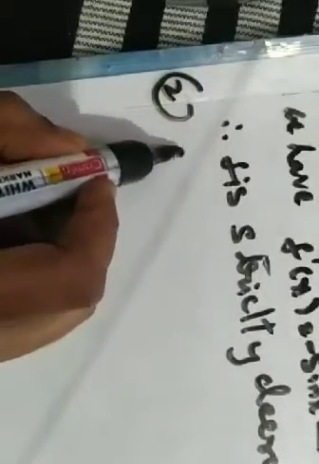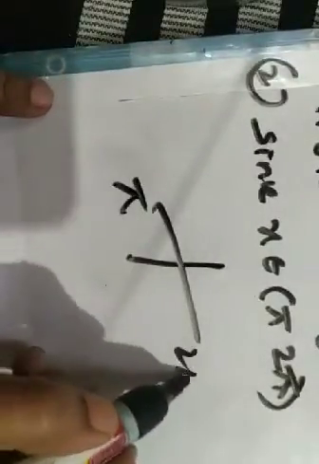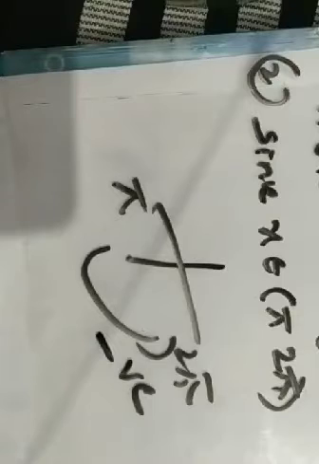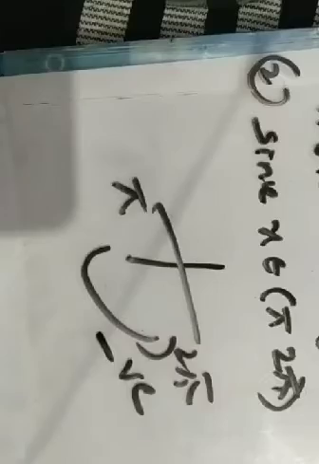Next, second one, since x belongs to pi to 2 pi. Pi to 2 pi lies between third quadrant and fourth quadrant, isn't it? In between third and fourth quadrant, the sign will be negative. So negative into negative, it becomes positive. Already one negative is there in the derivative. So into negative, it becomes positive. Therefore it is an increasing function.